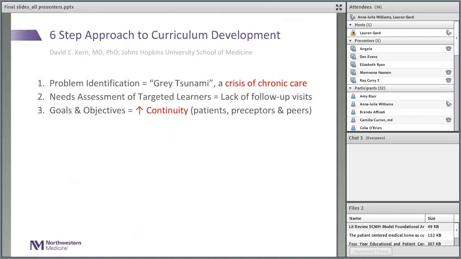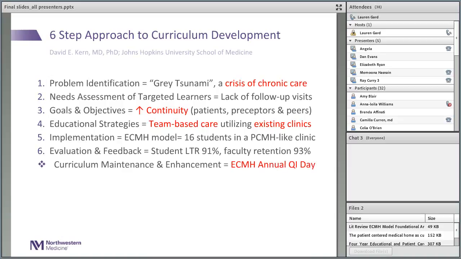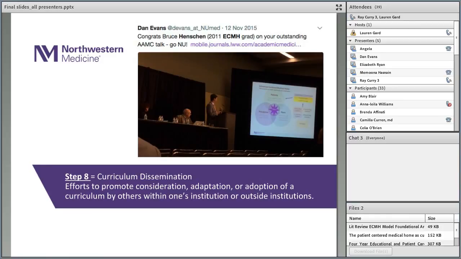So this is just our summary slide, and then I'm going to hand it off to my collaborators at UIC. The problem in my mind is a crisis of chronic care. Our major impediment was a lack of follow-up visits. Our goal was to increase continuity with patients, preceptors, and peers. Our strategy was to build teams and use existing clinics. Our implementation was to bundle students in packages of 16 and use that as a team-based intervention to focus on chronic care management. Our evaluation was students and faculty have rated this very highly and have kept coming back every year. We strive to keep getting better every year with our ECMH QI Day each year, and dissemination, that's why we're here today. So I'm going to hand it off to my colleagues, Dr. Curry and Dr. Rajapul at UIC.